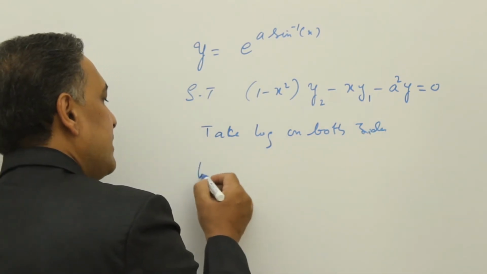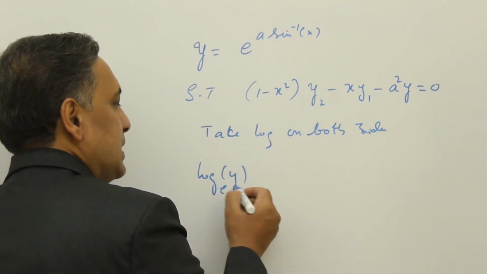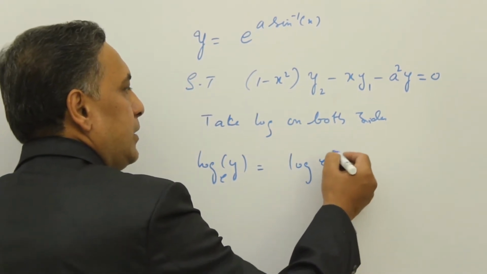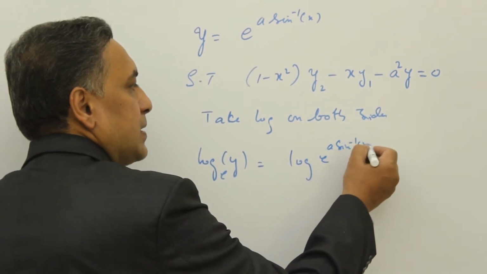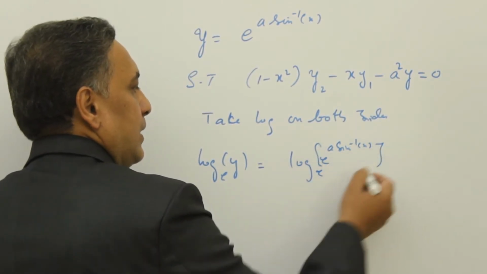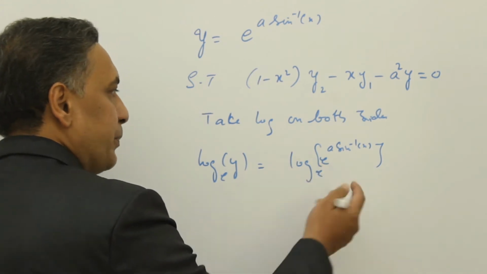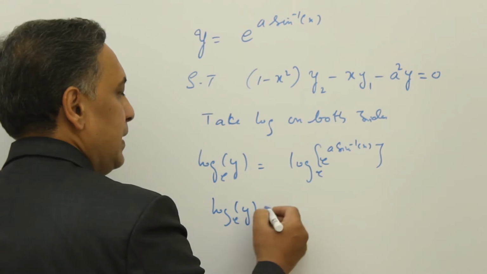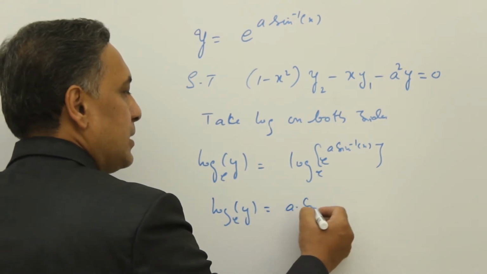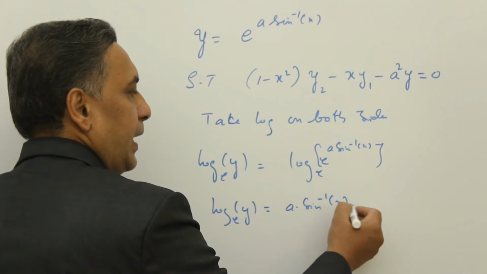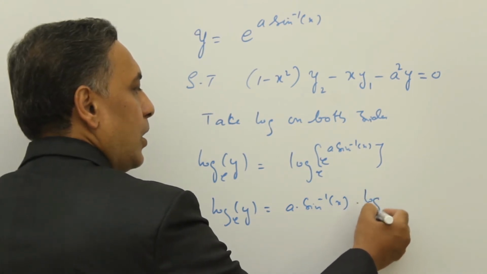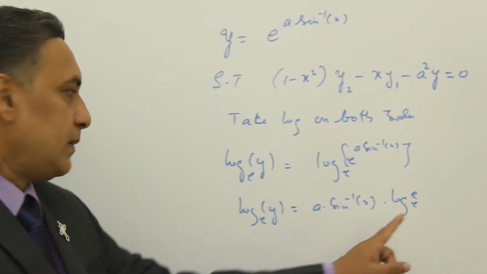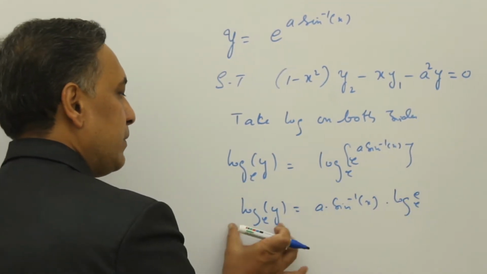So you will be getting log y to the base e equals log e to the power a sine inverse x, to the base e. Now we will apply the power law for this. You will be getting log of y to base e equals a into sine inverse of x into log e to the base e. But we know that log e to the base e is 1. So therefore, we take only this part.